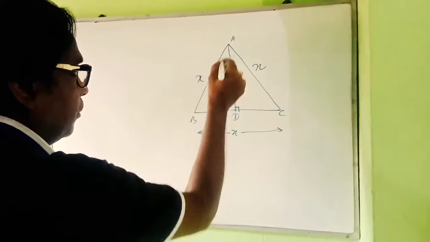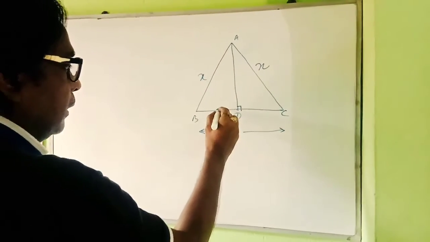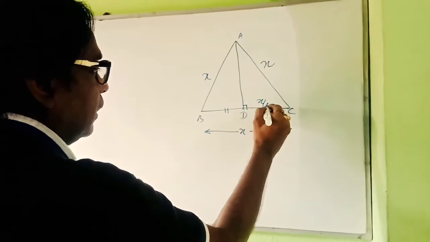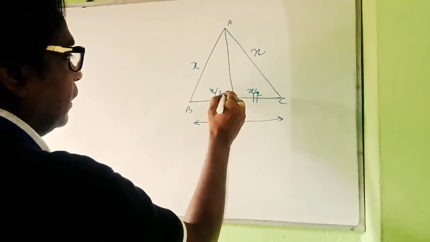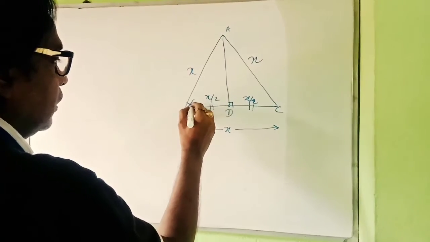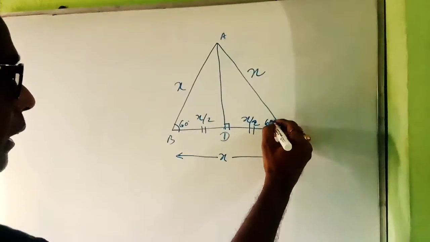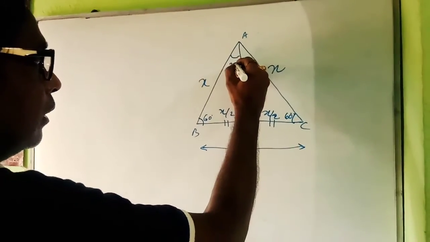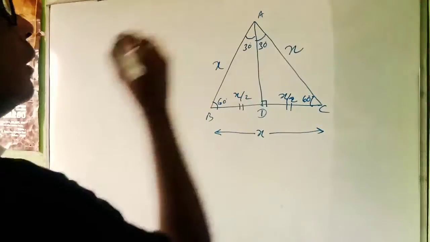Now, if I draw a perpendicular from the opposite vertex to the base, it will bisect the base. This total side x will be converted to x by 2. Yes or no? x by 2, here also x by 2. Now, how much will this angle be? 60 degree. This angle also 60 degree. What is the angle here? The total angle is 60, so this will be 30 degree, and this also 30 degree. Okay.